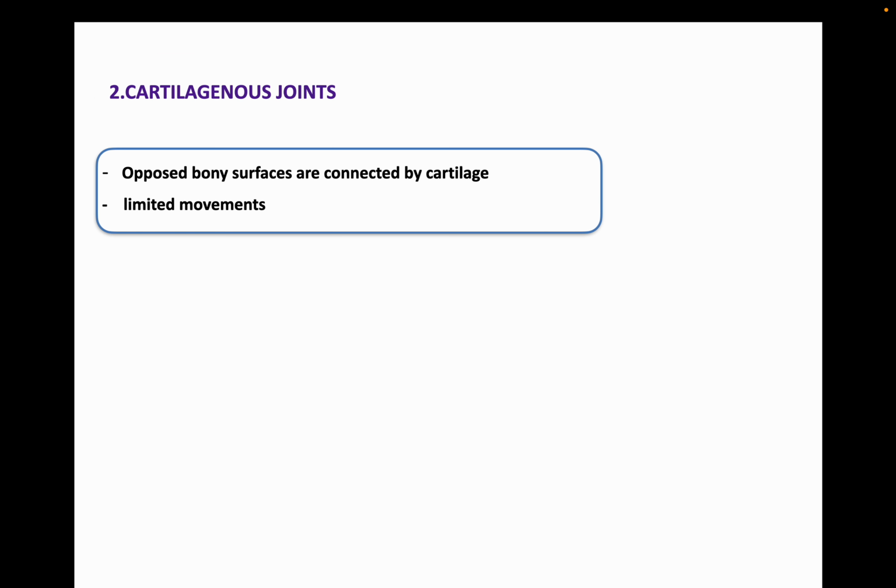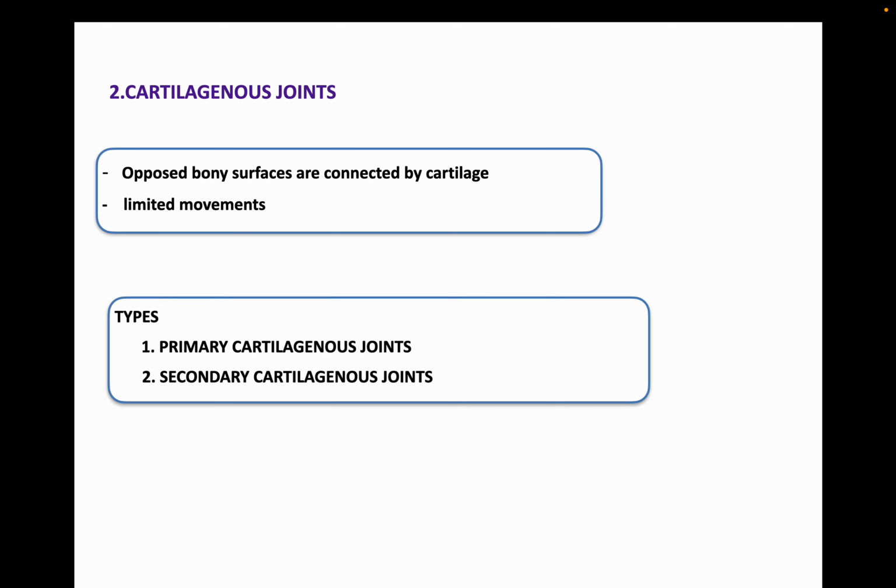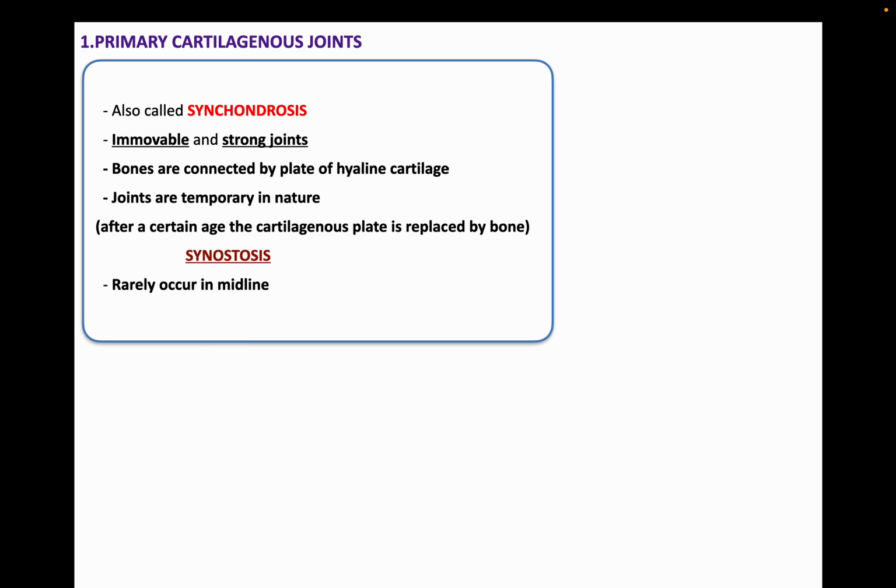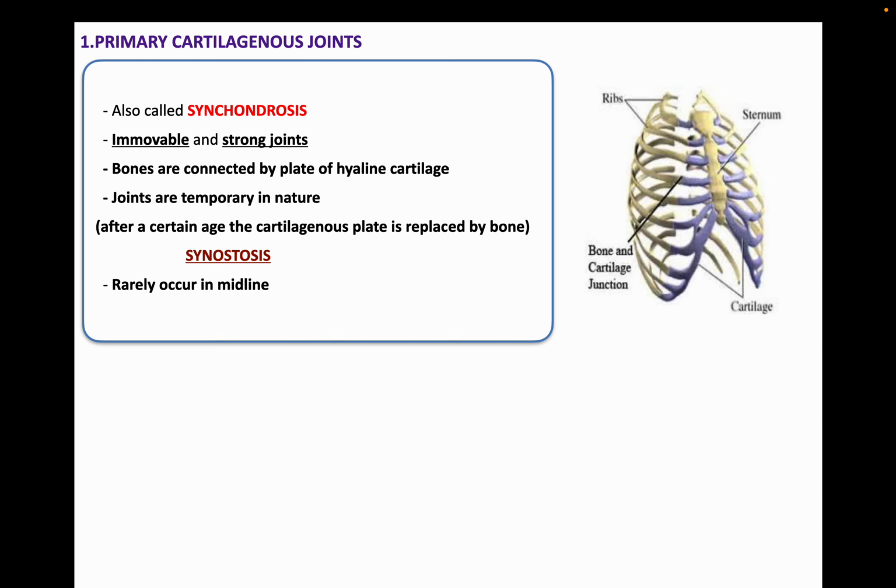Coming to the next category of the structural classification, that is the cartilaginous joint. The opposed bony surfaces are connected by cartilage, and limited movements occur. The types are primary cartilaginous joint and secondary cartilaginous joint. In primary cartilaginous joints, which we call synchondroses, the joints are immovable and strong.